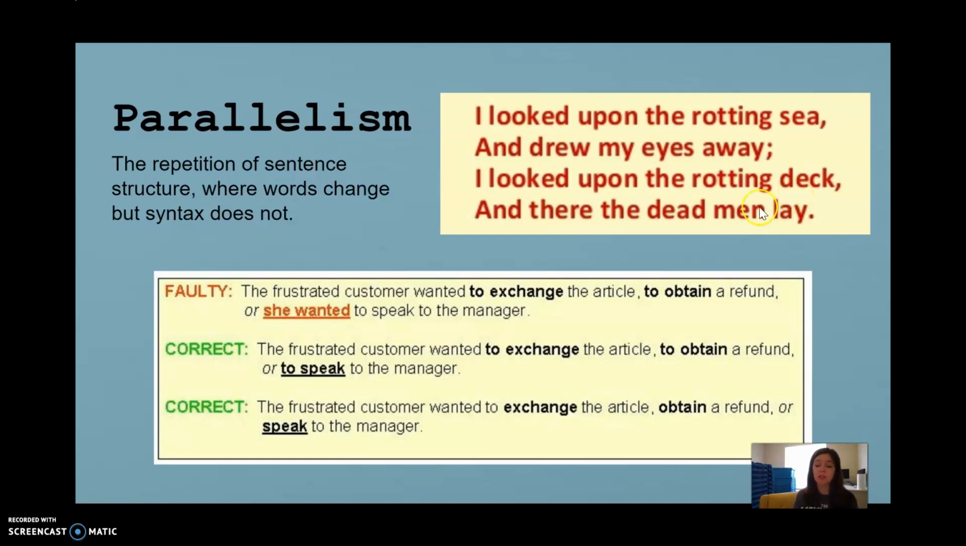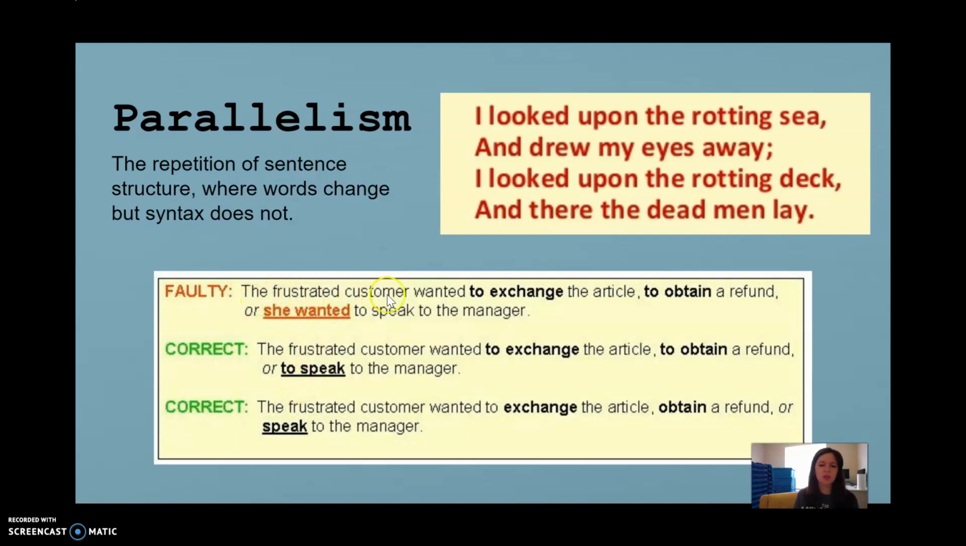And so what parallelism does is it emphasizes both what's repeated and also what changes. So both of the things are emphasized in these sentences. They're just emphasized in different ways, one through repetition, one through change. Also, parallelism is used sometimes just in a grammatical way. So this is a stylistic use of parallelism. This is a more grammatical use of it.